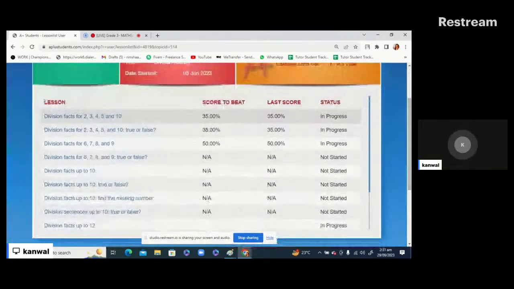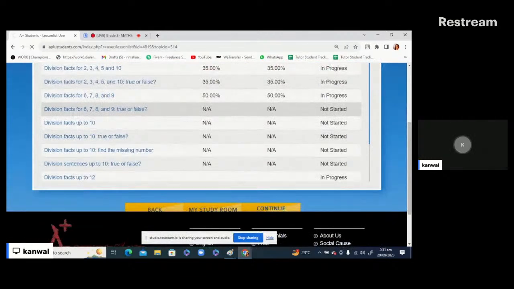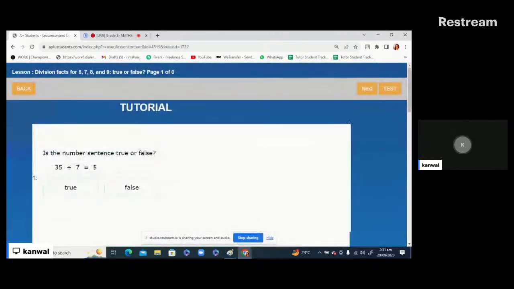and now let's discuss lesson 4. Divide facts for 6, 7, 8, and 9, like true or false. This is again the same thing. Now let's do it. We just check, like we write an answer here, and the two options are true and false. Okay, then we check whether this statement, this sentence that is given, is true or false.